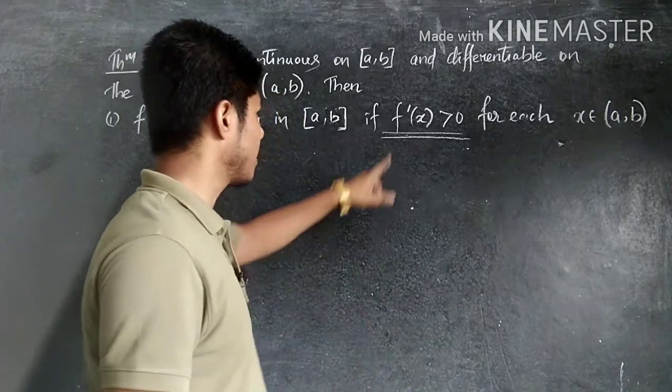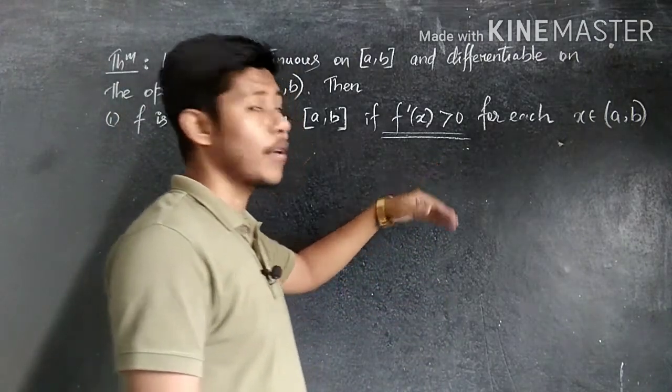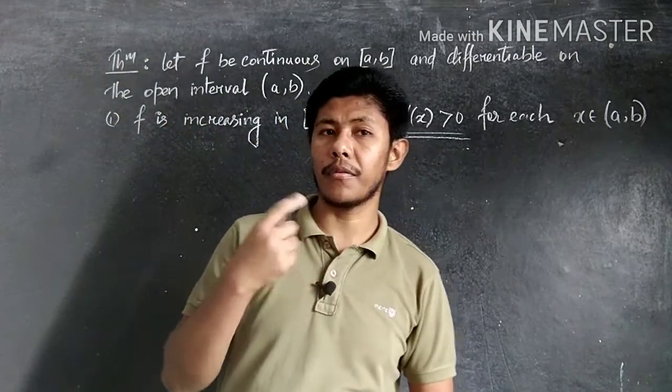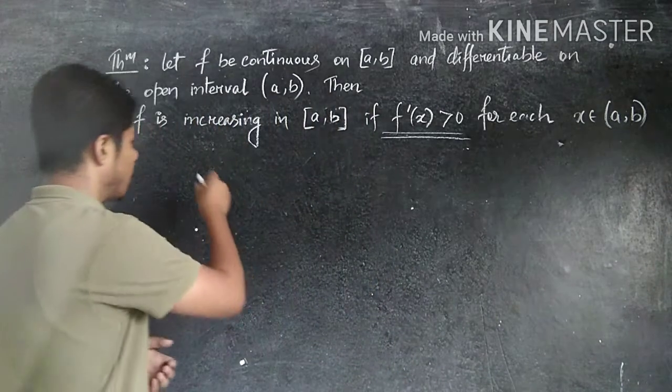So how can we get this result here? f dash of x is greater than 0. Now let's see here, increasing. So what is the condition of increasing? The increasing condition is this one. All of you know this one.